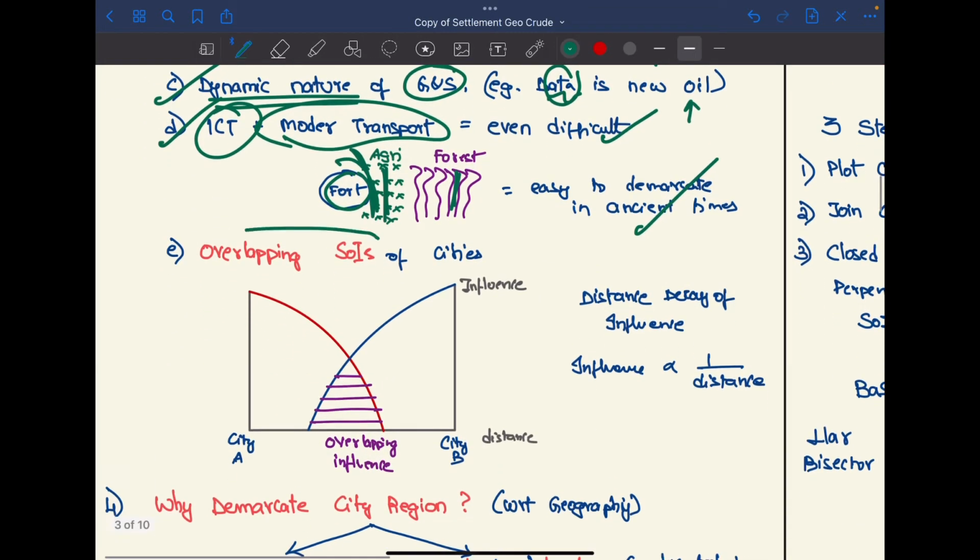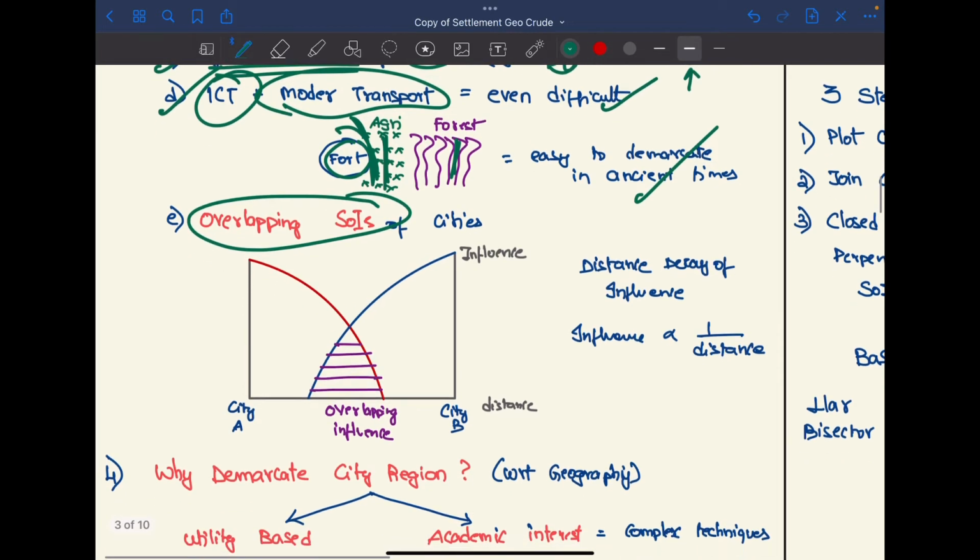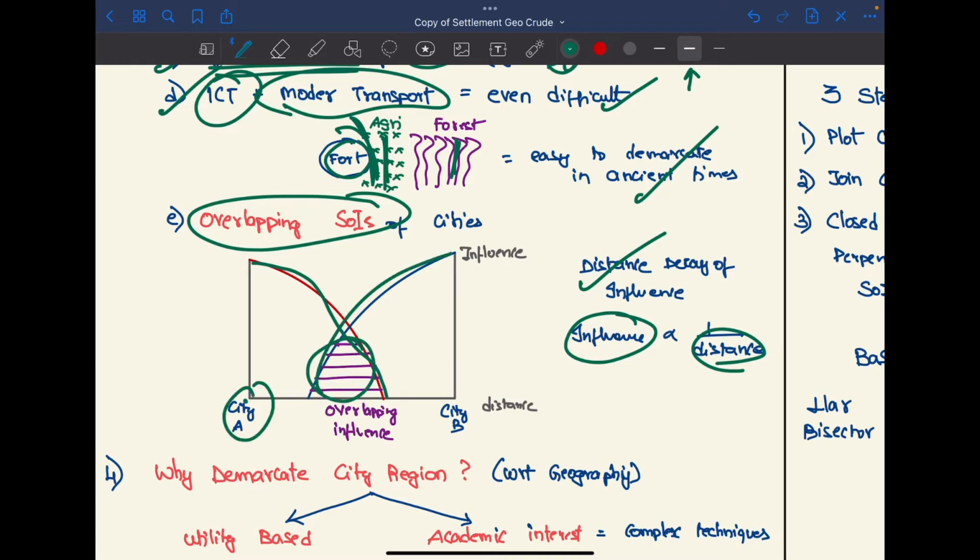And we have overlapping spheres of influence. First of all, influence follows the distance decay law with respect to distance. So as the distance from the city increases, its influence keeps on decreasing. But as we can see, this part has influence of both city A and city B. So how to demarcate this is also a challenge.